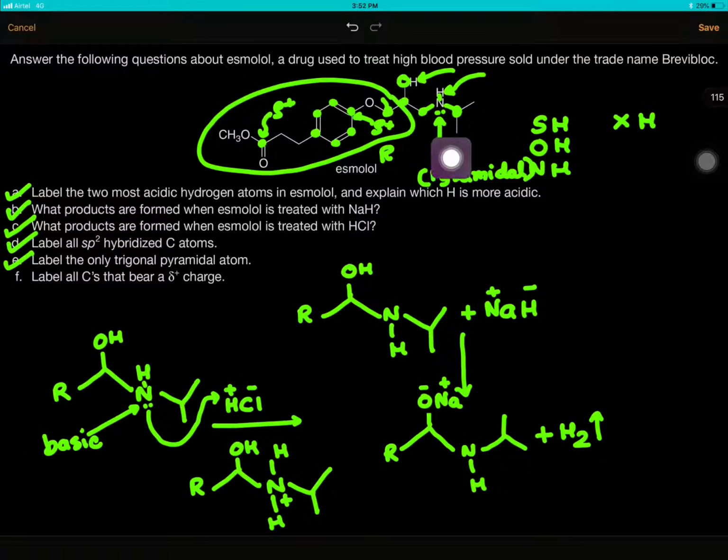So all the carbons bearing delta plus are this one, and you can say this one, this is 2, then 3, then 4, 5, 6. Mainly 6 are having more delta plus on it. That is all about this esmolol drug. Thank you very much.